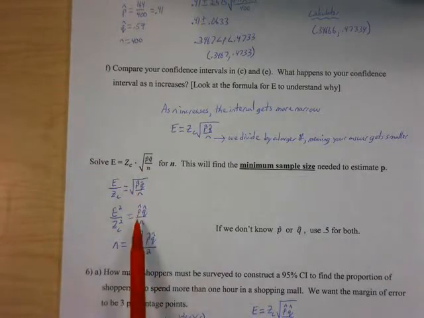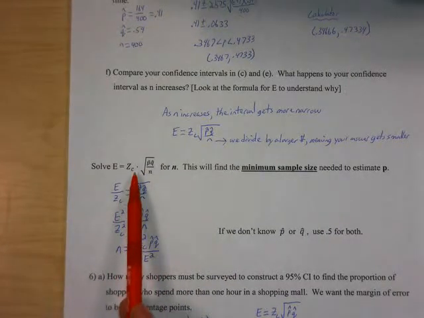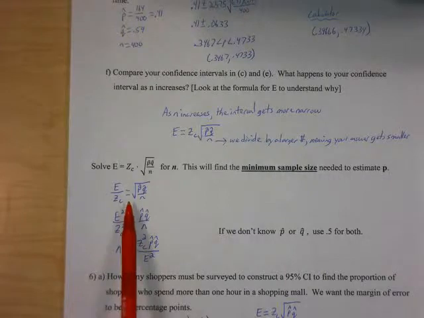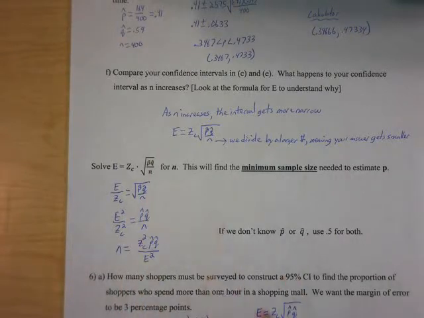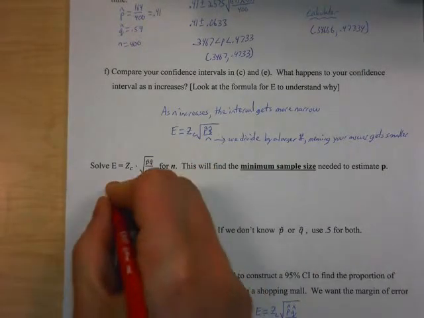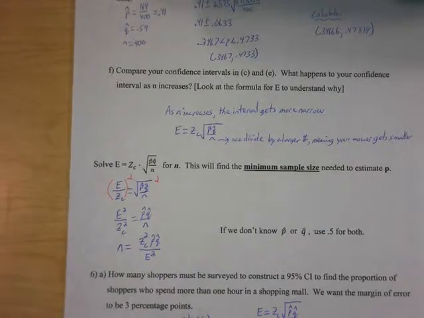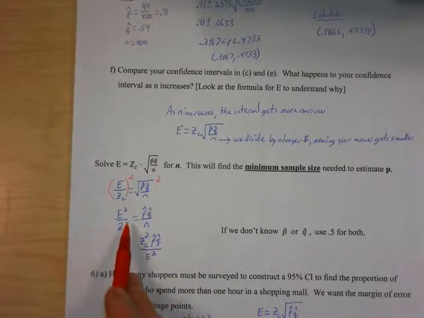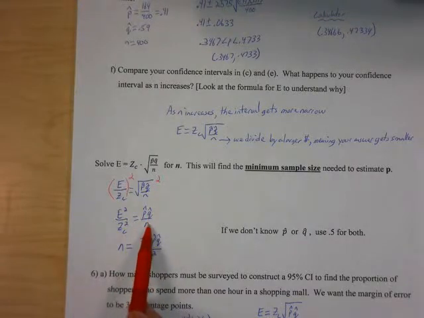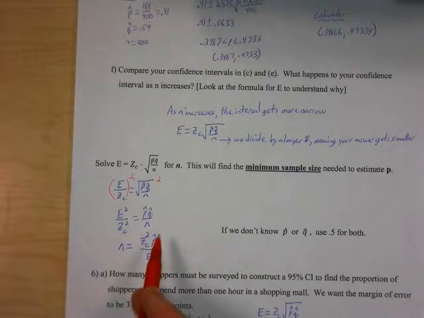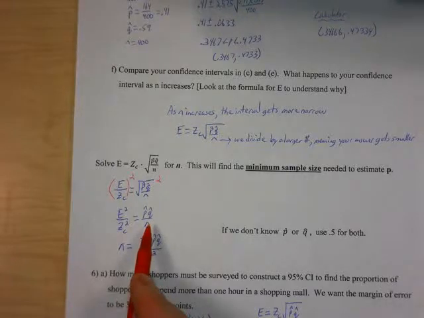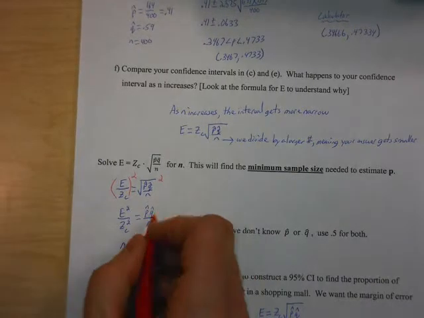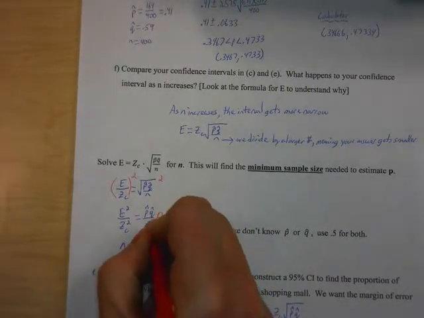I have the steps written out here, but to follow through, divide each side by z sub c. That's this equation. Then, to get rid of the square root, you square each side. That would give you e squared over z sub c squared on the left, and p hat q hat over n on the right-hand side. And then, how do you get n equals? Basically cross-multiply. If you multiply each side here by n, they'd cancel here.